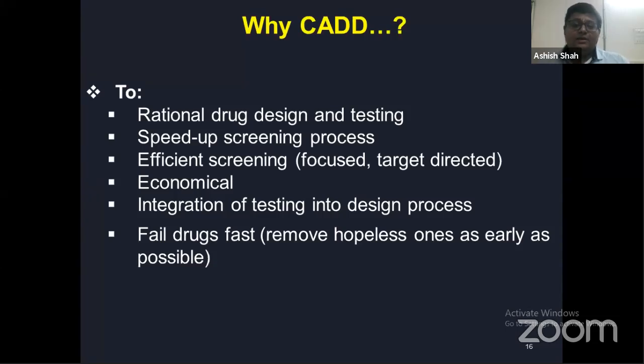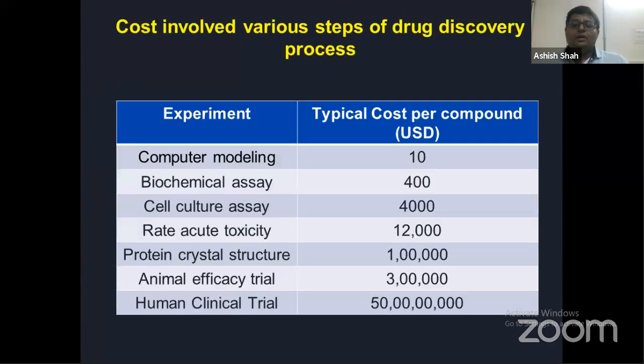And one thing is fail drugs fast. As I have mentioned, if you want to take a decision on which to not synthesize or which to reject, you can reject via the computational result. So ultimately it saves your cost as well as time in the research process. Now, see, this is the comparison. If I go for the cost of one molecule in US dollars, for computer modeling I only require something about 10 US dollars.